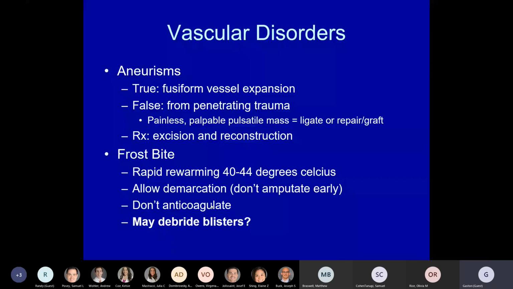Frostbite. The answer you're going to be looking for is rapid rewarming at 40 to 45 degrees Celsius. If they give you digits that are dying from frostbite, the answer is do not amputate early, ride it out so it fully demarcates. Currently, the recommendation is not to anticoagulate, although that has gone back and forth in the past. They've asked before, what do you do with blisters in frostbite? I don't know what to tell you. One year the answer was to debride them. The other year the answer was to leave them. So hopefully they don't ask it.